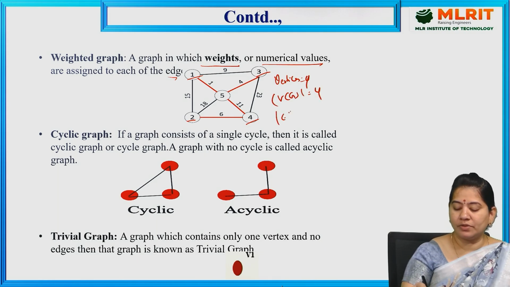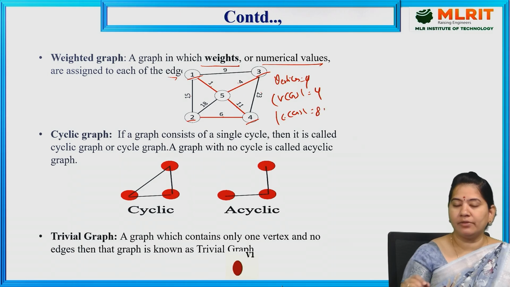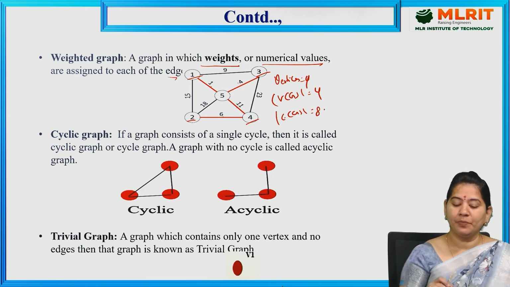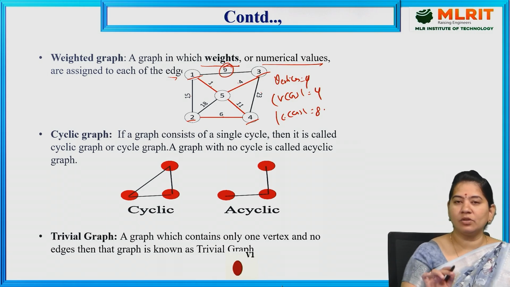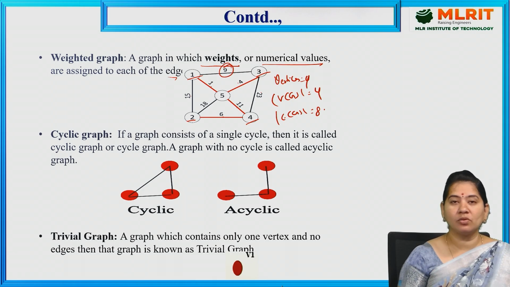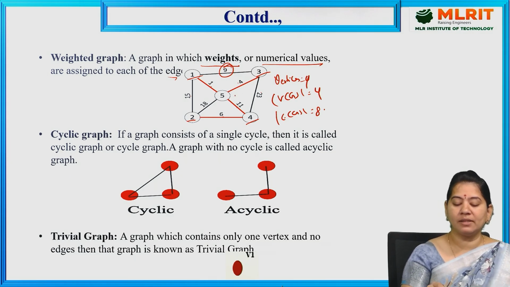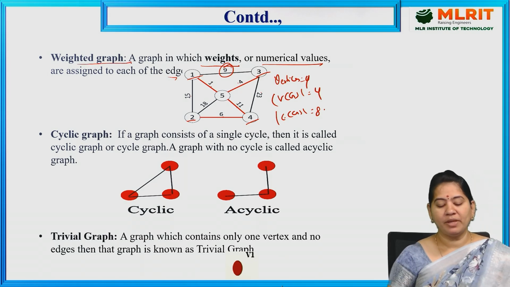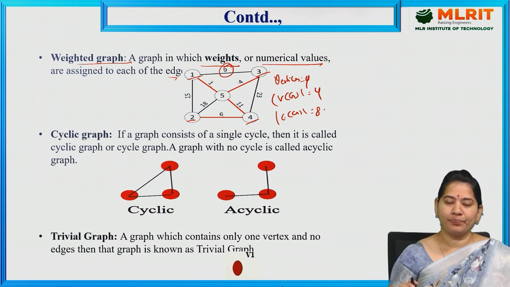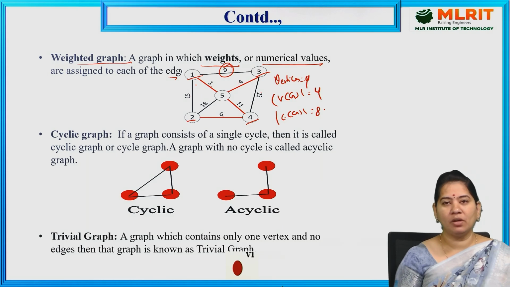So mod E of G: you need to count the number of edges. 1, 2, 3, 4, 5, 6, 7, 8. Total 8 we have. Now if you observe carefully here, for each edge one value is assigned. That value is a numerical value, and it is called the weight of the particular edge. So if you have weights for all the edges in a graph, we call it a weighted graph. For each and every edge we are assigning some value, that's why this graph is called a weighted graph.